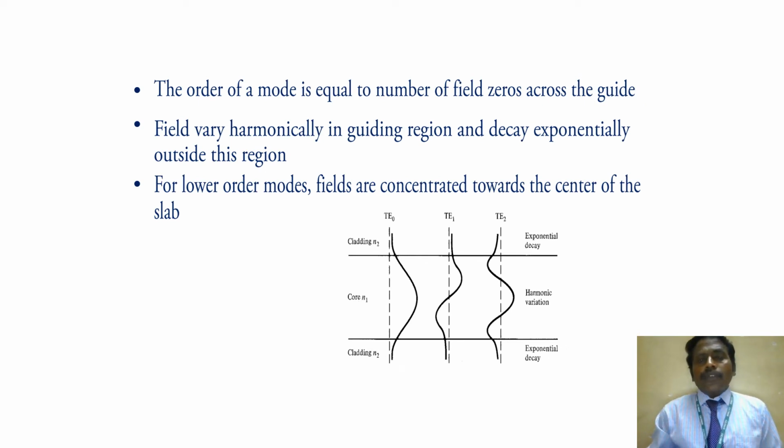The order of the mode is equal to the number of field zeros across the guide. Look at the diagram from the cladding to core and core to cladding: how many times are the fields crossing zero? That is called the order of the mode. So the field varies harmonically in the guiding region, and it decays exponentially outside the region, that means in the cladding. For lower order modes, fields are concentrated towards the center of the slab.